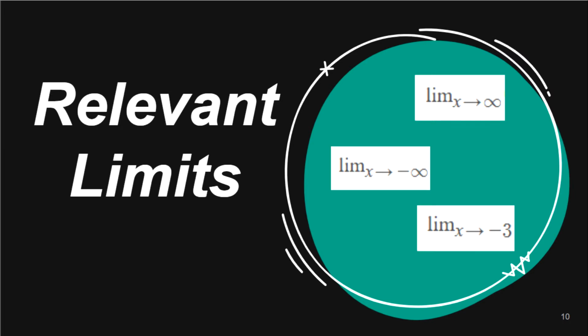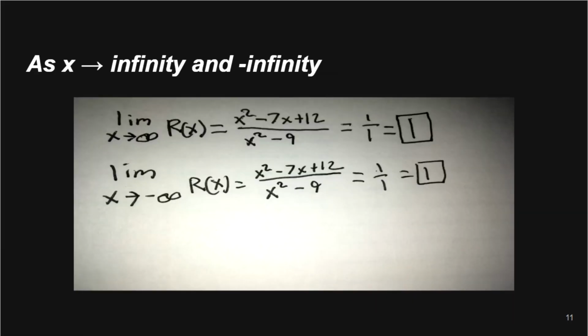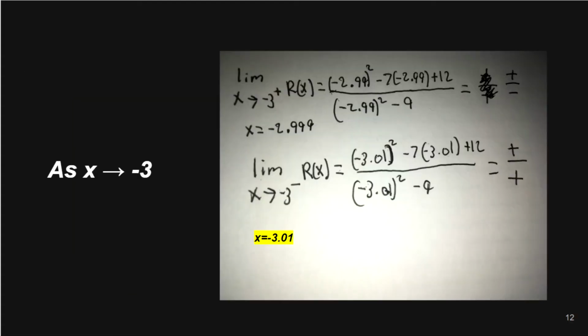In this section, we'll be talking about our three limits. The limit as x approaches infinity and negative infinity for r of x is 1, because the leading powers are the same as well as the leading coefficients, giving us 1 over 1 for both limits as x approaches infinity and negative infinity. So here we have the last limit, which is as x approaches negative 3.